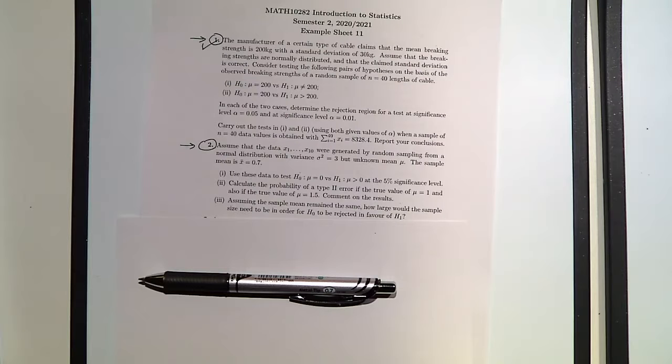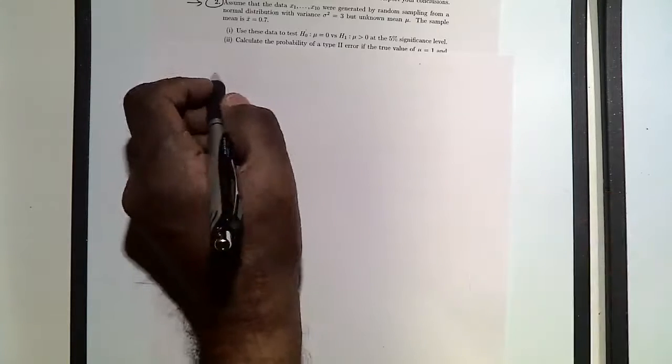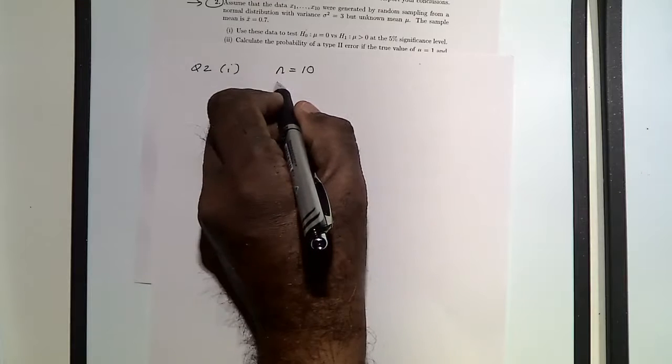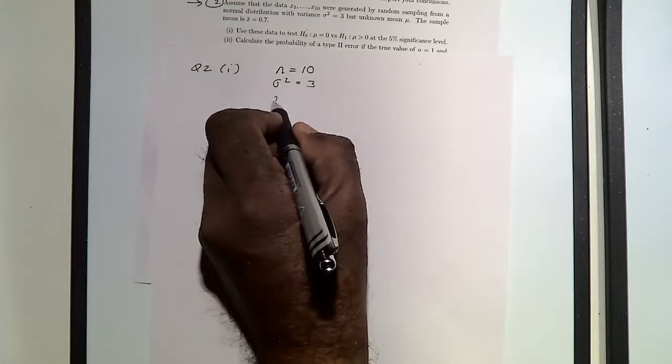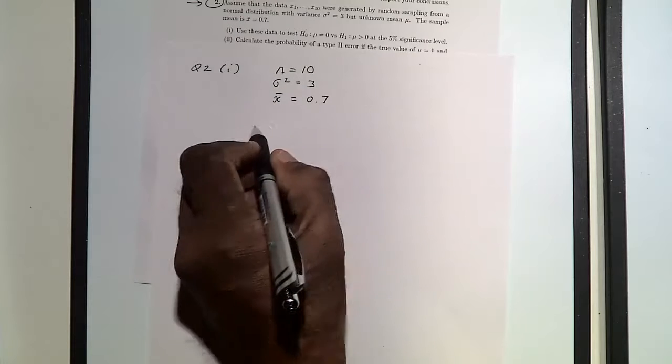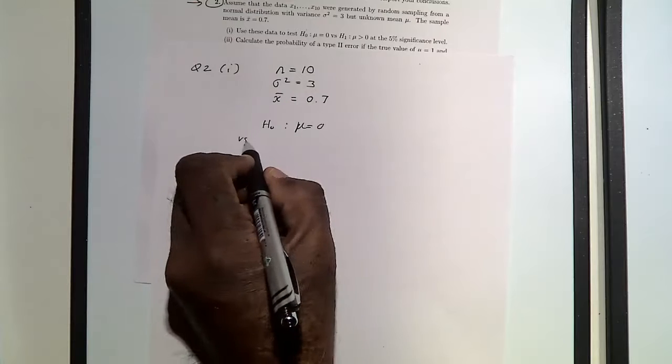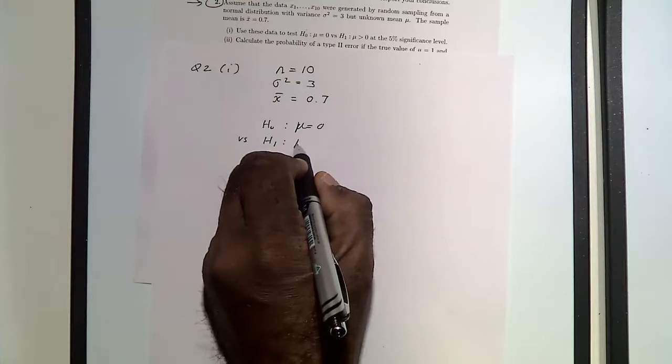Alright guys, let me make a start on question number 2. I'm sure some of you have done it. So let's do the first part. This is question 2, part 1. Let's write down what's given to us. We are told that n is 10, sigma squared is 3, x bar is 0.7, and we want to test mu equal to 0 versus the alternative that mu is greater than 0.